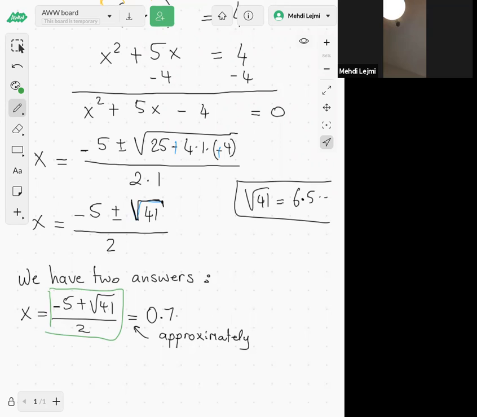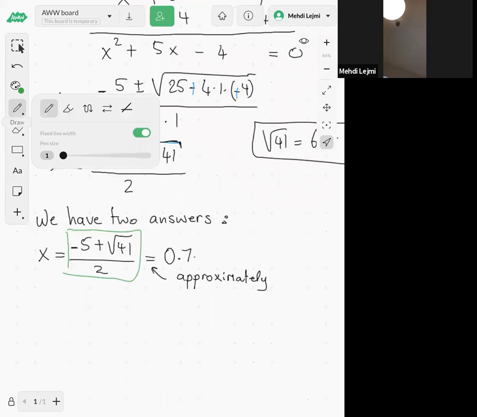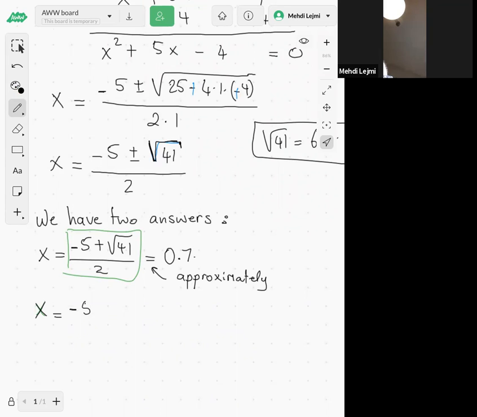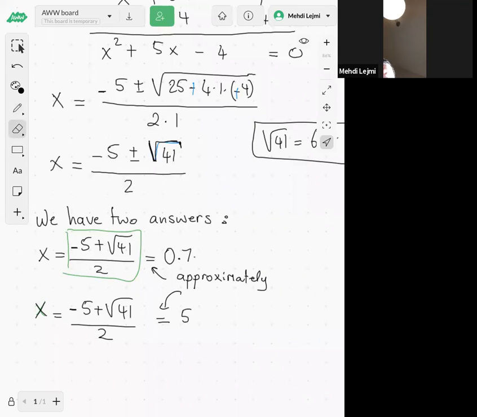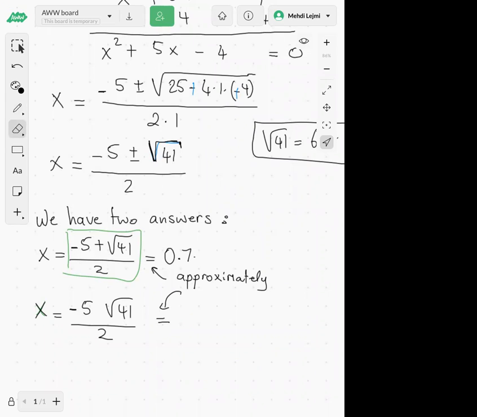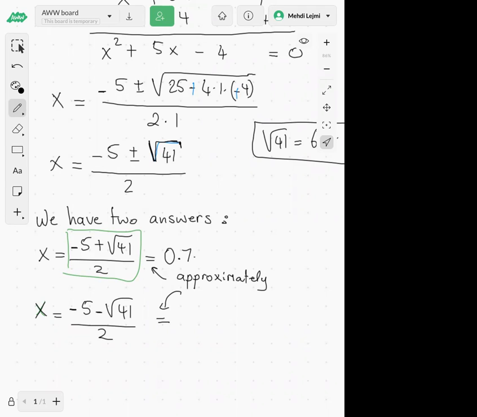I'm just trying to explain what this number will be. The other answer will be, of course, this x, which is negative 5 plus the square root of 41 over 2, which is again approximately probably 5 point something. Sorry, not 5. This is minus here. If we put -5 plus or minus the square root of 41 over 2, would that be good? Or do we have to separate it like you just did? No, you don't have to separate it.